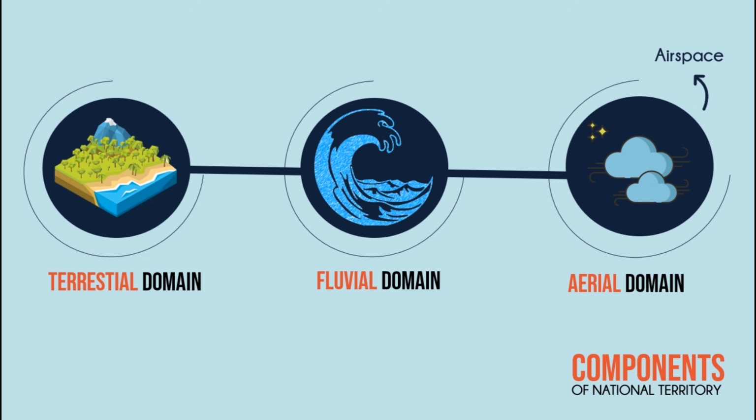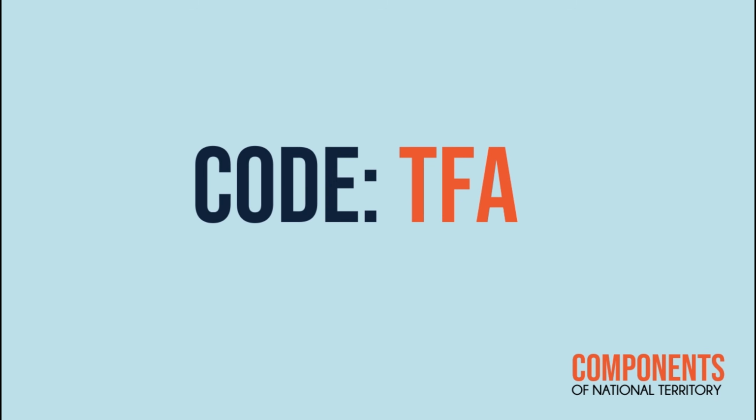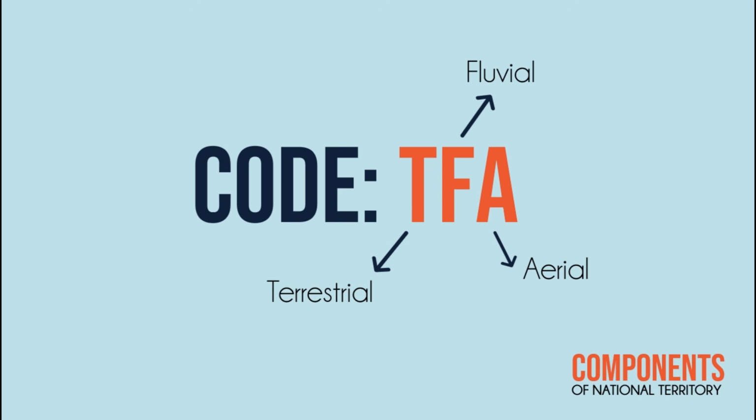To make it easier for us to remember this part, let's take note of this code. TFA. T stands for terrestrial domain, F for fluvial domain, and A for aerial domain. Again, the code is TFA.